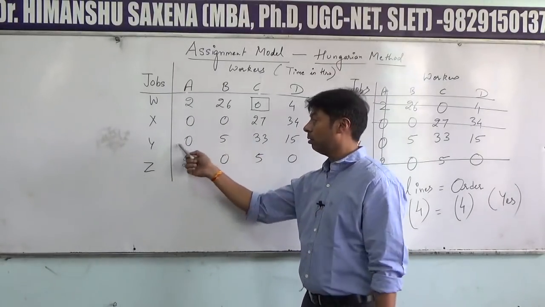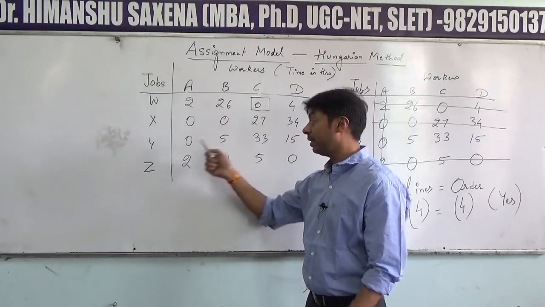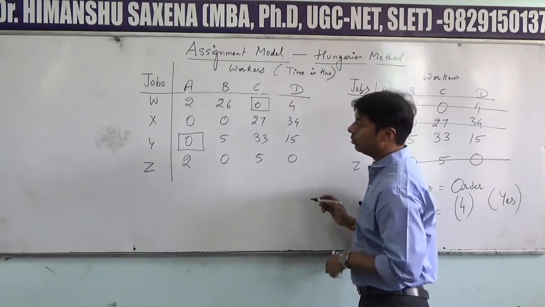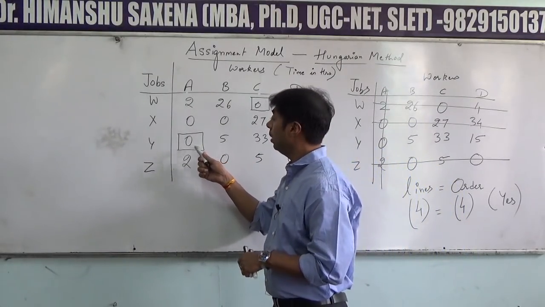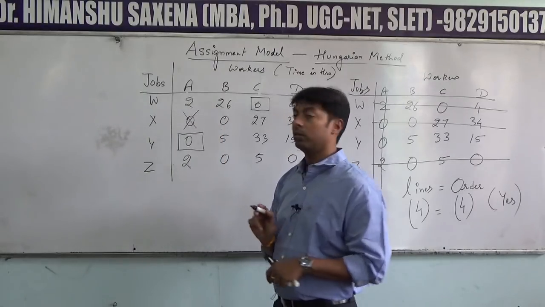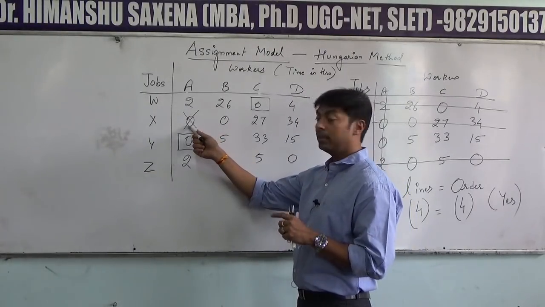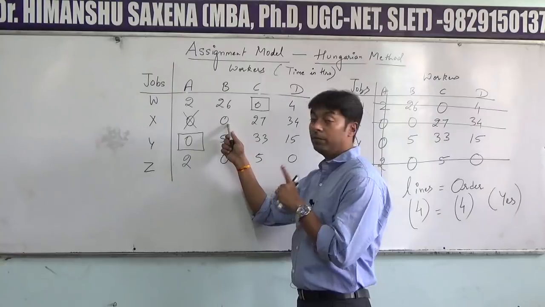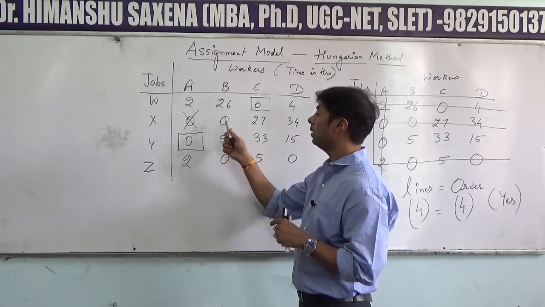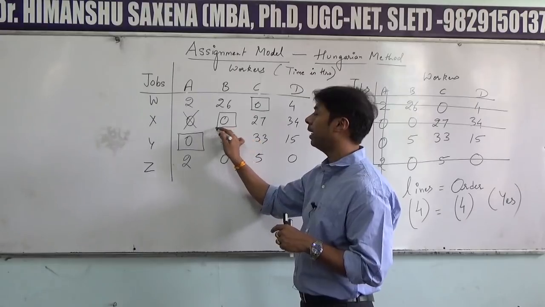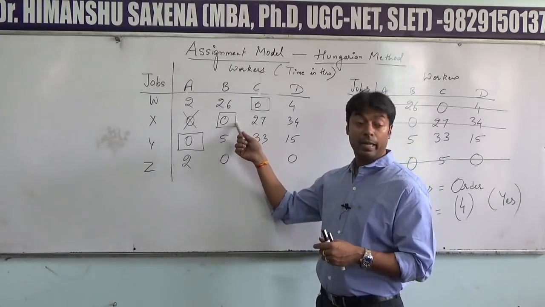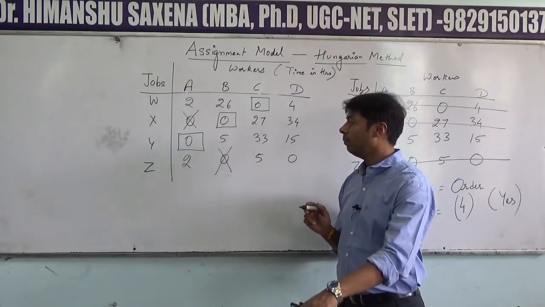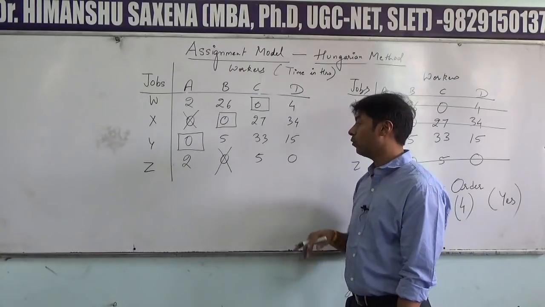In this third row, is there any single unique zero? Yes, it is there. So we are going to make an assignment over here. As soon as we make an assignment over here, the zero above it will be crossed, will be cancelled. Now when this is cancelled, please look at the second row. We are left with one zero only. Since there is only one zero in this particular row, we are going to make an assignment over here. And as soon as we make an assignment over here, the zero below it will be cancelled. Right? Any number of zeros, if there are, all other zeros would be cancelled.